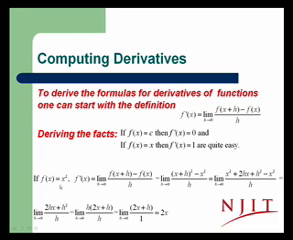We'll consider the function f of x is x squared, and then the limit as h goes to 0 of f of x plus h minus f of x over h becomes x plus h squared minus x squared divided by h, limit as h goes to 0. We expand the x plus h squared and find that we can cancel out the x squareds, leaving us with the limit as h goes to 0 of 2hx plus h squared divided by h. We can factor out an h and then cancel the h's, leaving us with the limit as h goes to 0 of 2x plus h over 1, which is 2x.